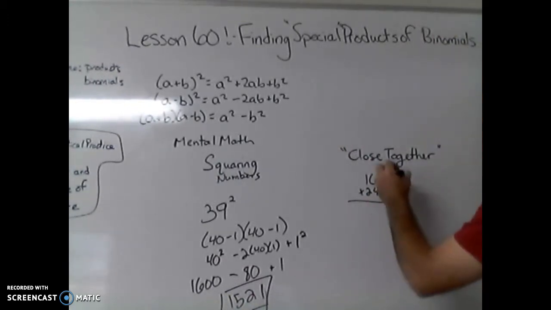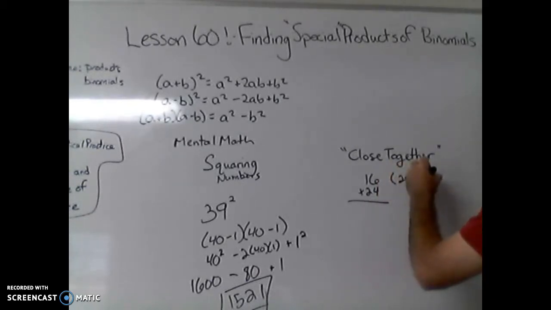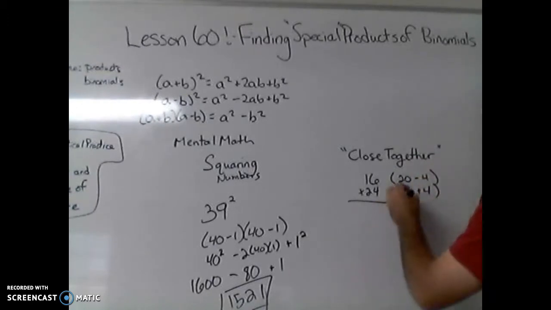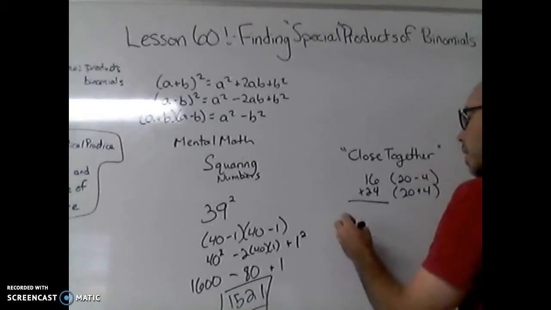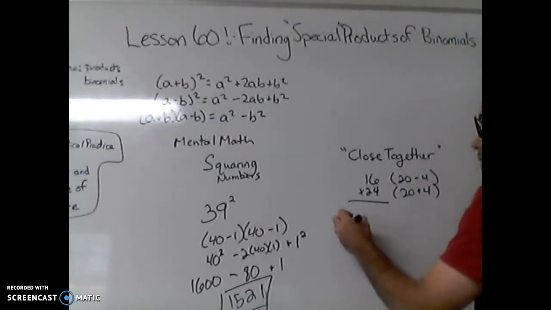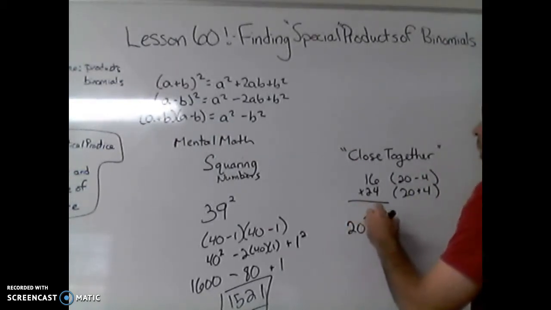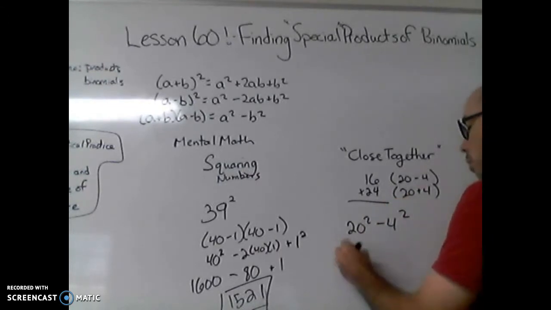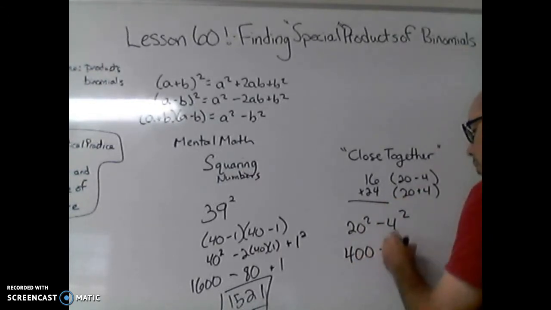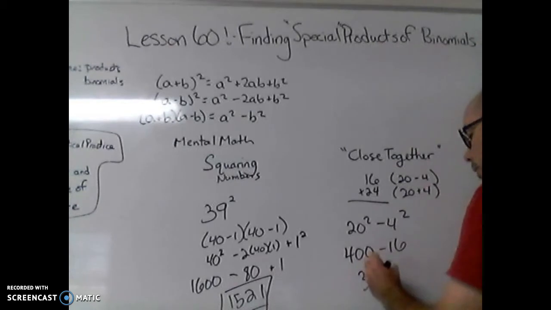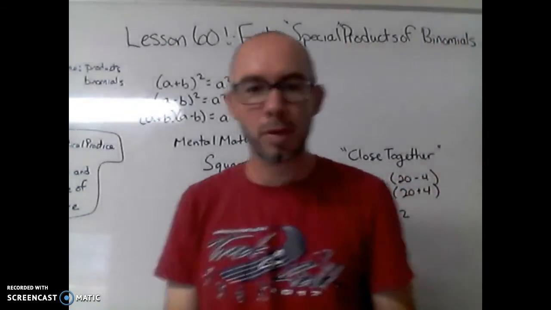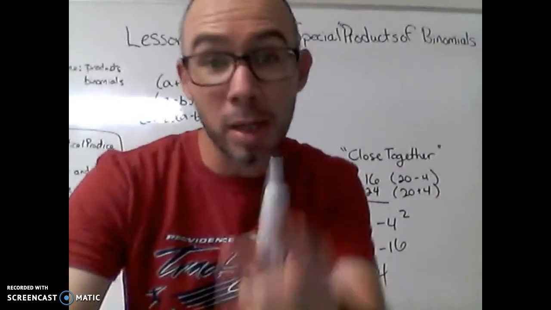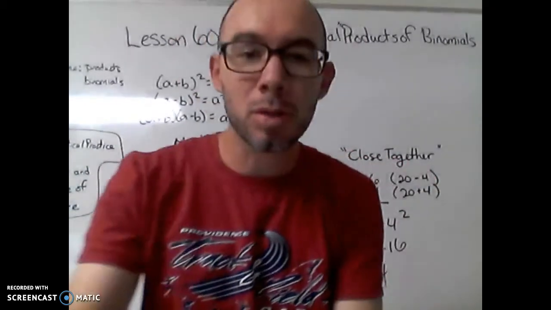And then close together, we notice that this is 20 minus 4 and 20 plus 4, and that would be this pattern right here. So my answer is going to be a squared, which is 20 squared, minus 4 squared, or 400 minus 16, 384. There you go. That's your lesson for today. I hope that you recognize those patterns and then use those shortcuts.